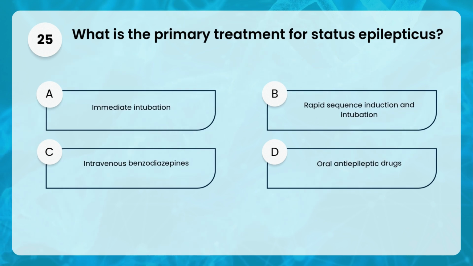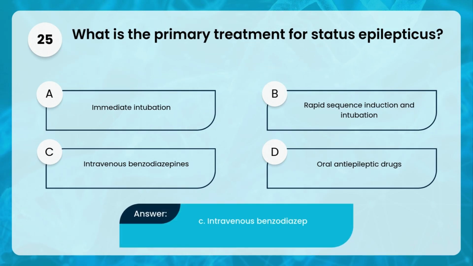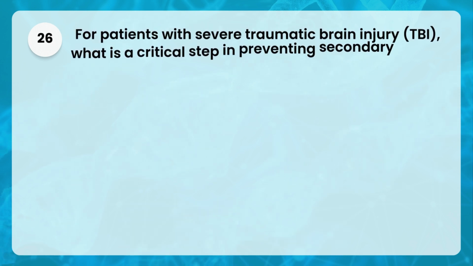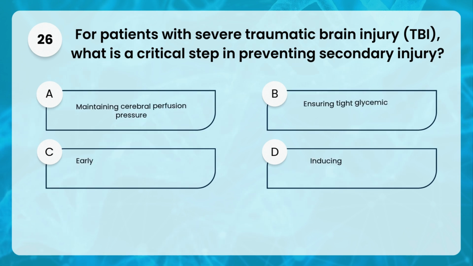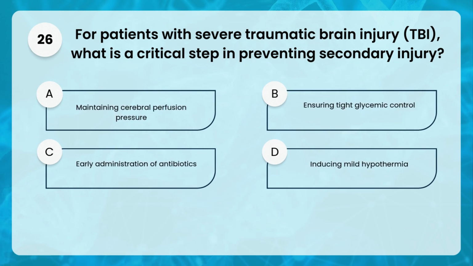Number 25. What is the primary treatment for status epilepticus? A. Immediate intubation. B. Rapid sequence induction and intubation. C. Intravenous benzodiazepines. Or D. Oral antiepileptic drugs. The answer is C. Intravenous benzodiazepines.